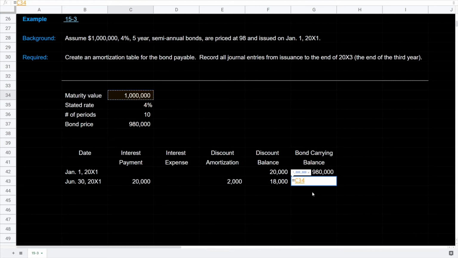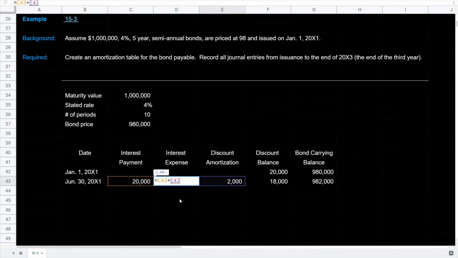The remaining discount balance is $18,000, and the bond carrying balance is actually going to go up. Remember, it's $1 million, and we'll subtract the discount. This brings us to interest expense. Interest expense will be a combination of what was paid and the amount of discount that is being allocated to the period. And the discount represents a cost of borrowing or further interest expense. So the interest expense in this case will be $22,000.